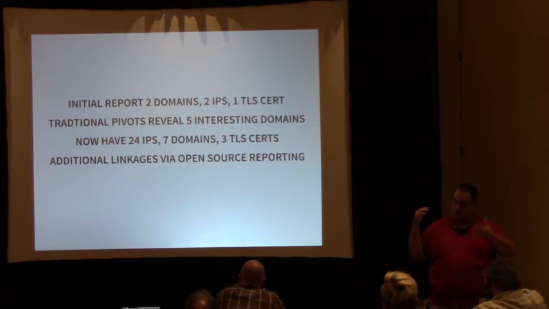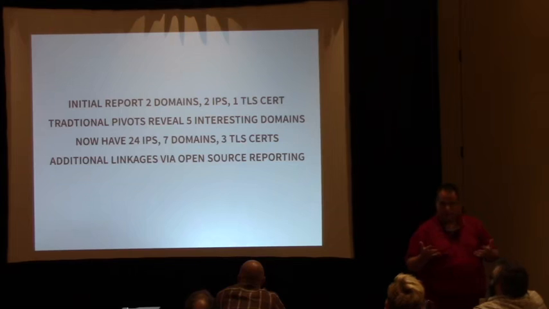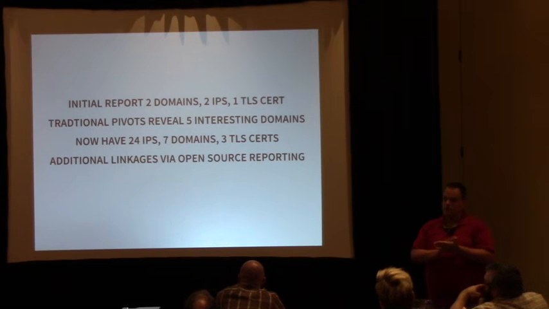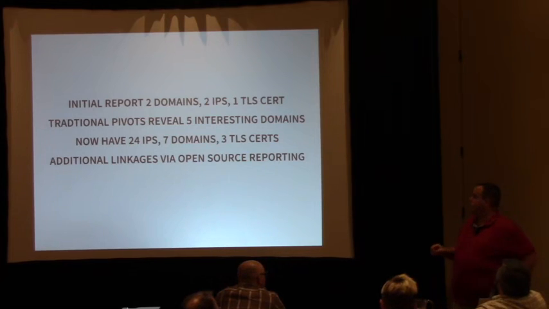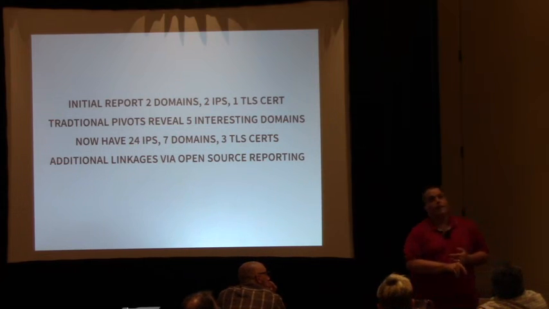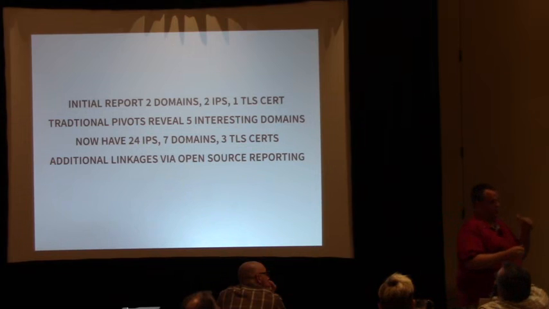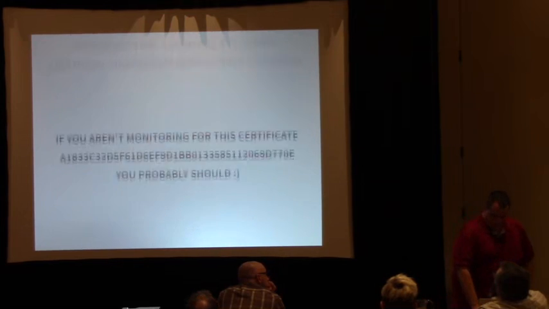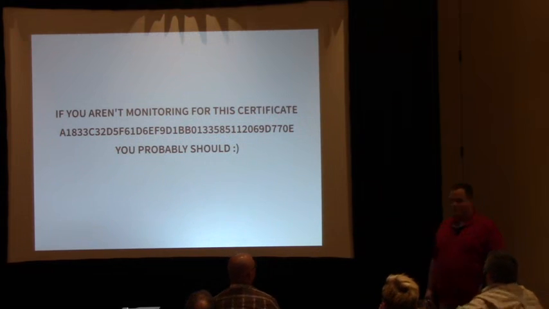So, pivoting from the German Parliament report: 2 domains, 2 IPs, 1 TLS certificate. The traditional pivots found 5 interesting domains. We're now up to 24 IPs, 7 domains, 3 TLS certificates that we can monitor. There are additional linkages to several of these IPs in open source reporting. PwC had a report back last June that listed a couple of domains. One of those domains showed up on one of those IPs around the same time, and FireEye also had a similar report. So basically, if you aren't monitoring this certificate, you probably should.